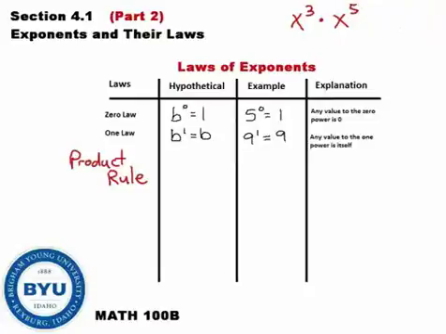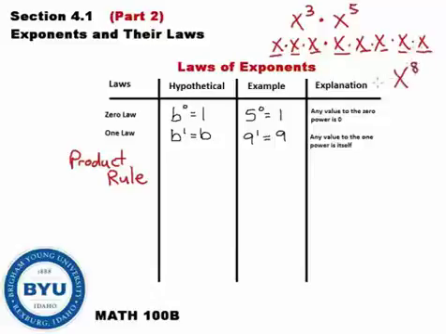In fact, if we took a look at this in expanded form, we could write x cubed as x times x times x, and then write x to the 5th in expanded form. That'd be x times x times x times x times x. So notice that if we look at how many x's we have: 1, 2, 3, 4, 5, 6, 7, 8 x's. The answer is actually x to the 8th. And so we come back and we say, wow, we've got x cubed times x to the 5th, and we ended up with 8. So what is the rule?